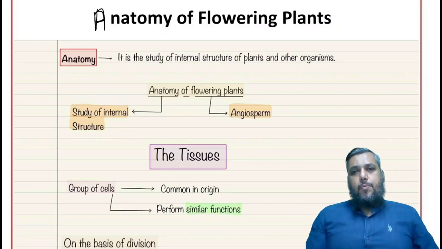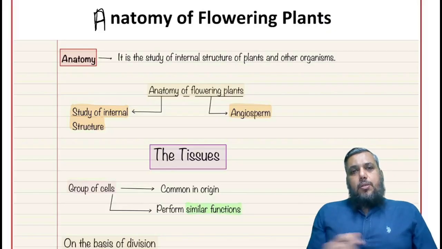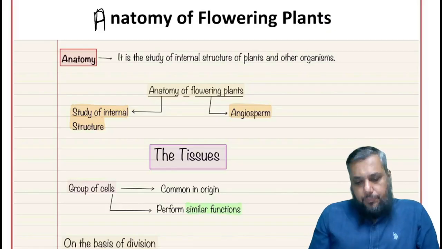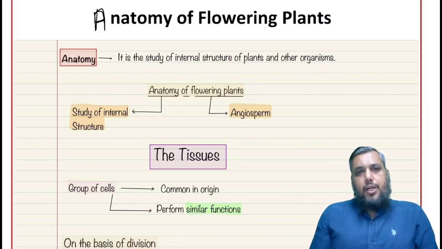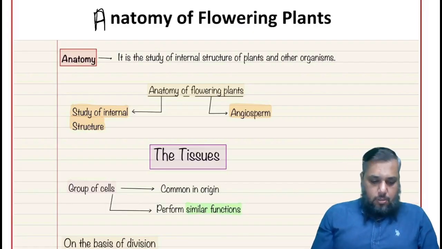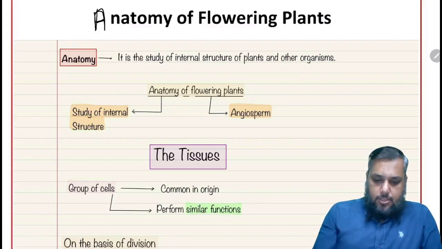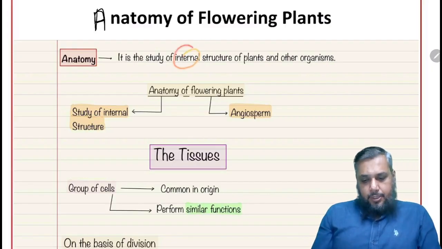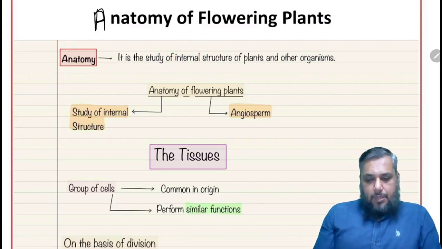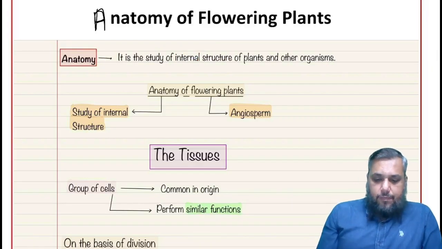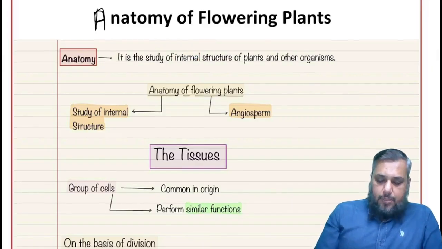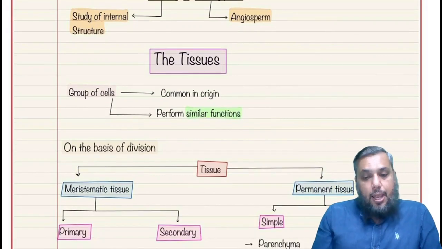Hello, dear students. Welcome to our series with a new chapter, Anatomy of Flowering Plants. As we have studied in morphology, the study of external forms is called morphology. Then, what is anatomy? It is the study of the internal structure of plants as well as other organisms. When we say flowering plants, we already know that flowering plants here implies the angiosperms.